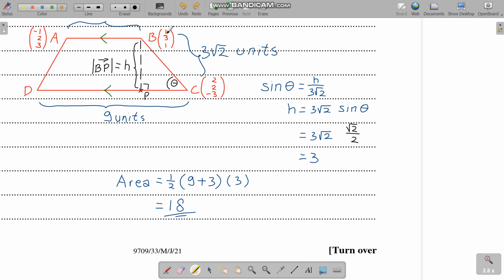We use sine theta is opposite, which is h, divided by the hypotenuse, which is 3 root 2. So multiply both sides by 3 root 2, we get h. So h is 3 root 2 sine theta. We already know this is sine theta, so h is 3. We have the height of the trapezium, and the area is 1/2 times the sum of the parallel sides times height, and we get the area.